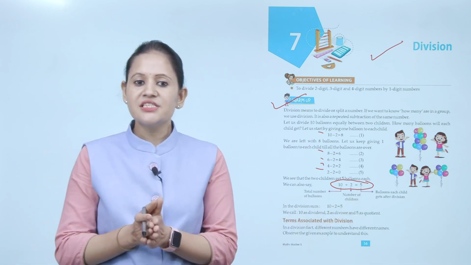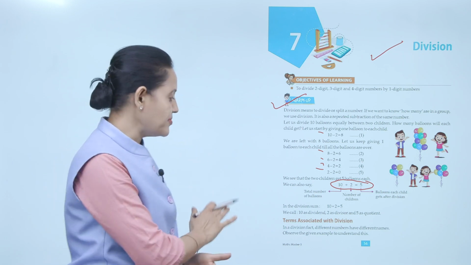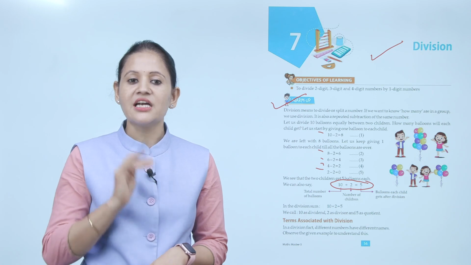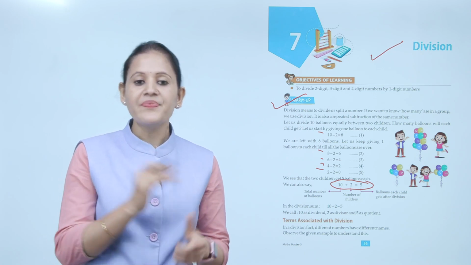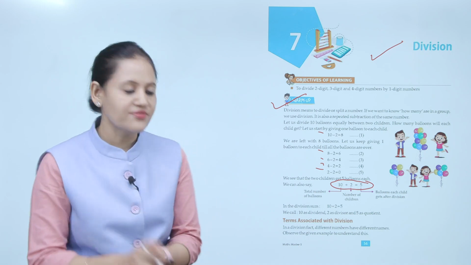So what will the division sum be? 10 divided by 2, that is 5. So we call 10 the dividend, meaning the number which we divide, that is the dividend. The number by which we are dividing is known as the divisor. So 2 is the divisor and the result 5 is our quotient. Next, terms associated with division.